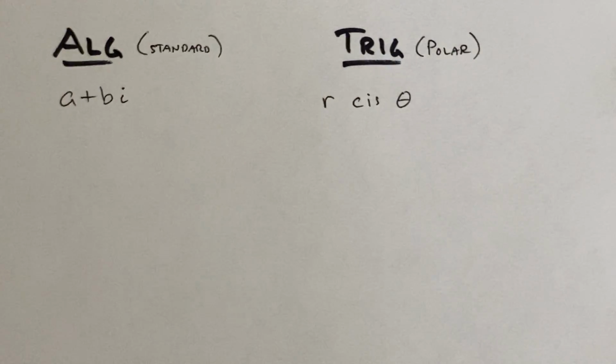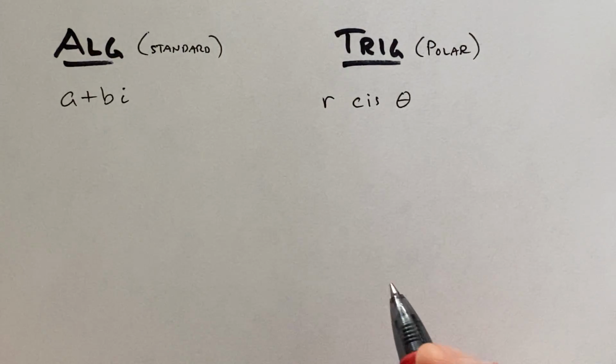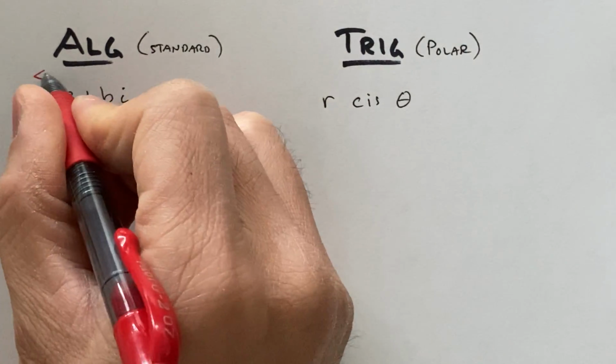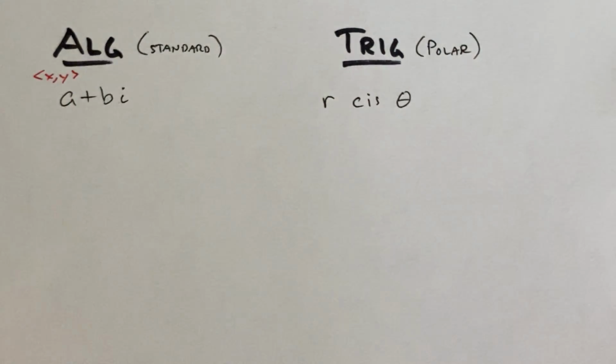We're going to be converting complex numbers in its algebraic form to its trig form. Algebraic is also known as the standard form. Trig is also known as the polar form. This is going to seem very familiar to you because we've actually done this before, except we didn't have complex form. We had something called vector xy form, but it's 99.9% the same thing.